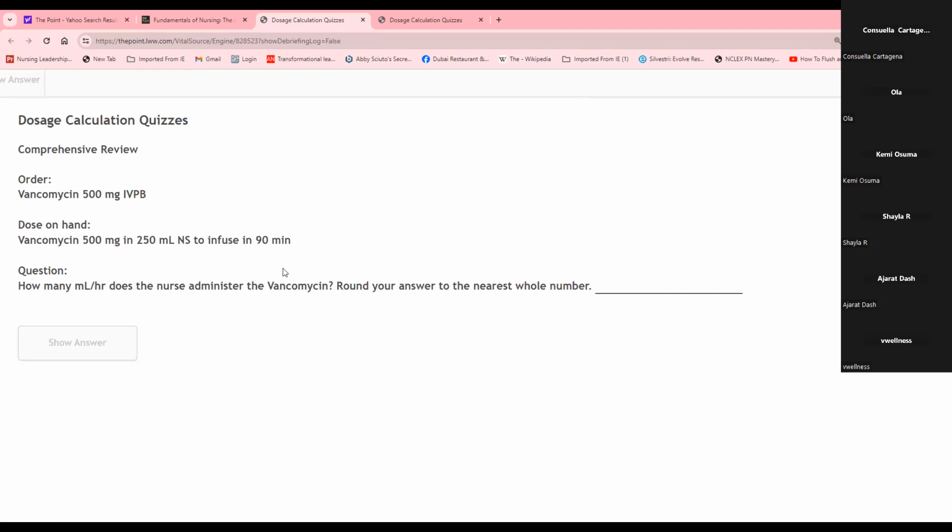Or you're going to have to deliver a certain amount of mLs per hour for the dose. In this question, what does it give you? It gives you an ordered dose, right? Yes. And it also gives you what you have on hand.